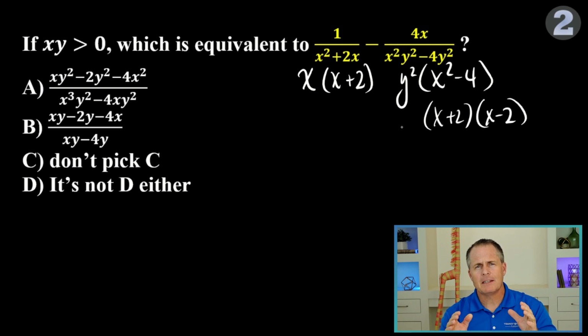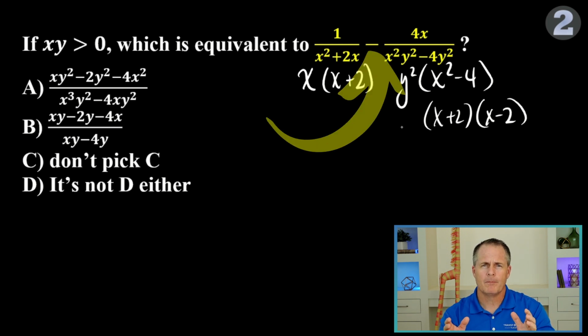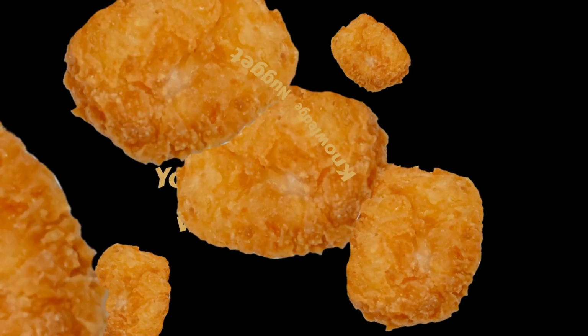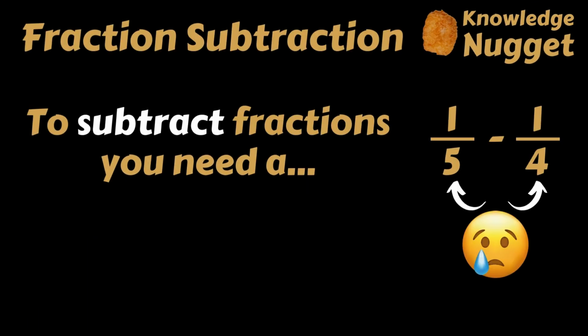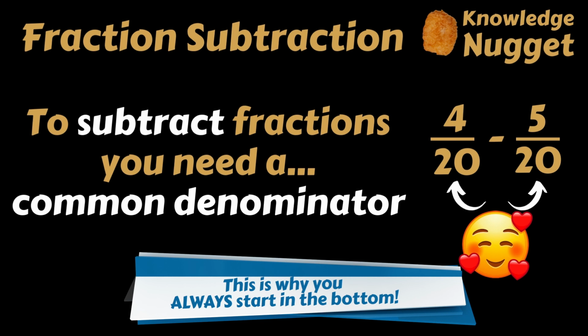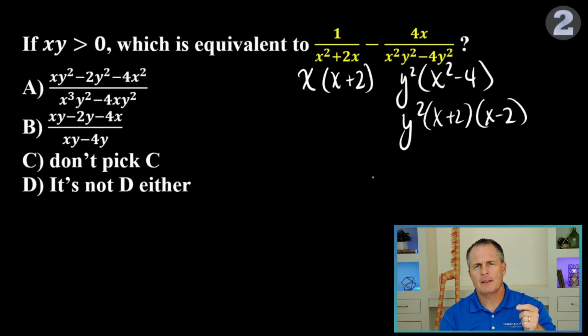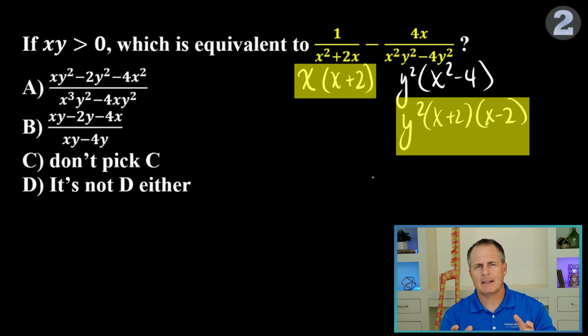Now that we have the denominators factored, we need to realize that this is a subtraction problem. How do you subtract fractions? Well, if you forgot, you should probably write this down. To subtract fractions, you need a common denominator. So you need to get these denominators to be exactly the same.